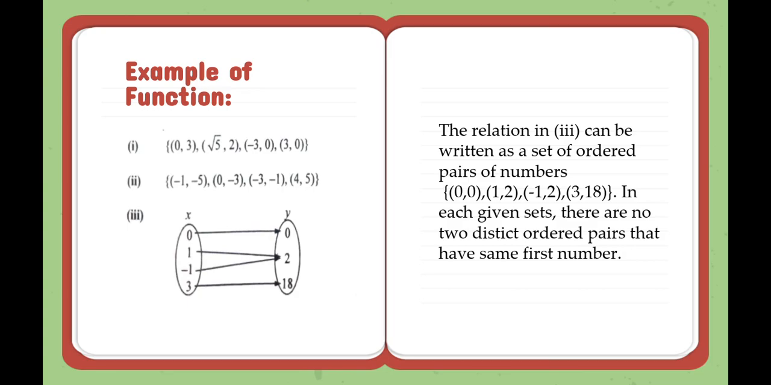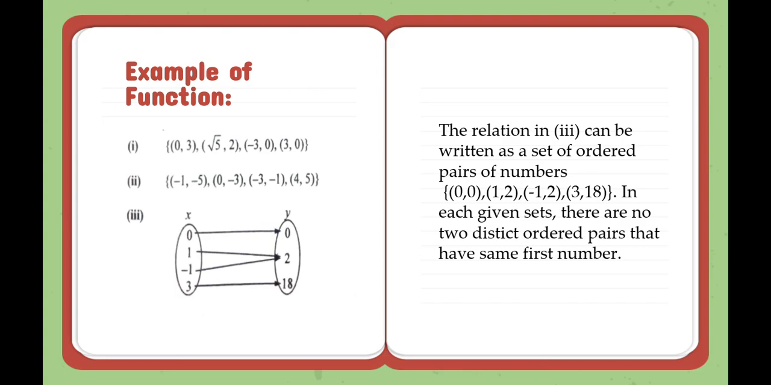So, meron tayong dito tatlong examples. So, we have (0, 3), (square root of 5, 2), (negative 3, 0), and (3, 0). So, (negative 1, negative 5), (0, negative 3). So, (negative 1, negative 1), (4, 5).